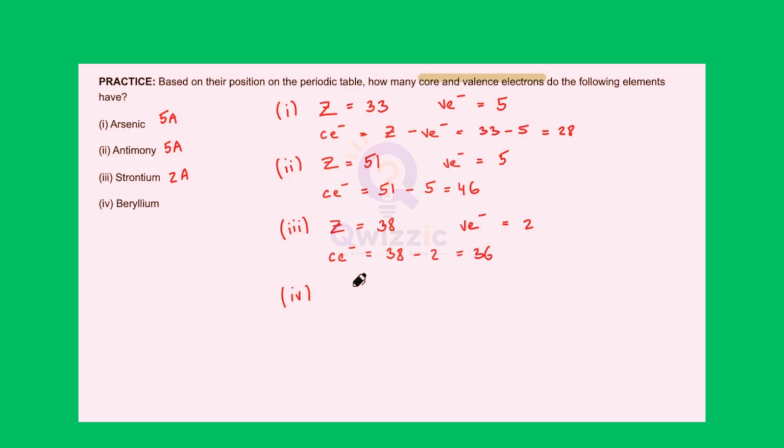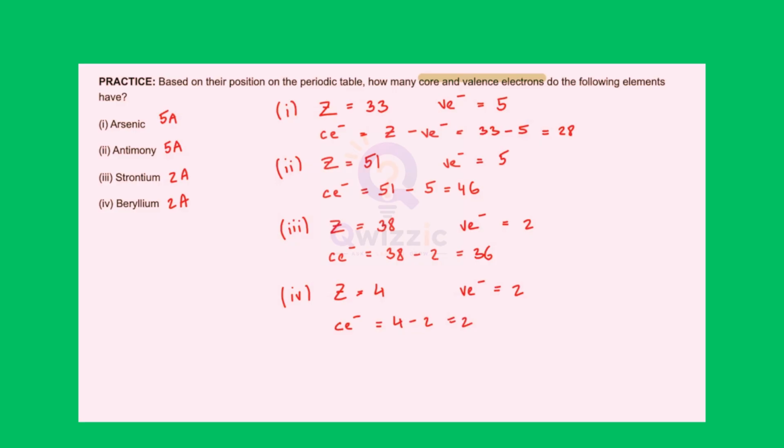And finally, beryllium. The atomic number of beryllium would be 4. The number of valence electrons would be 2 because beryllium belongs to the group 2A. The number of core electrons would be the difference between 4 and 2, which gives us 2.